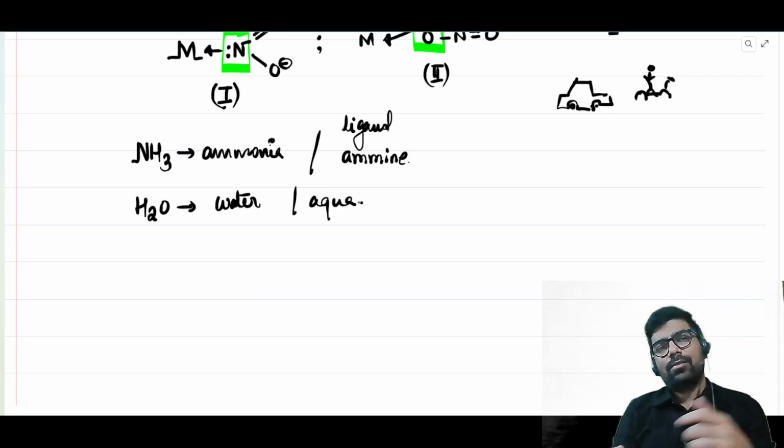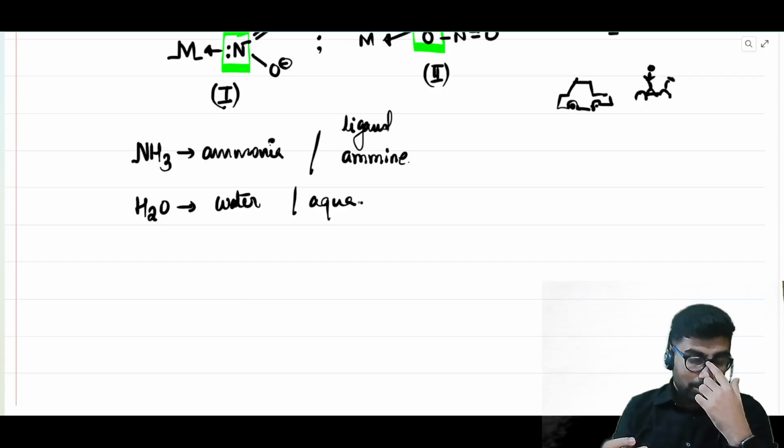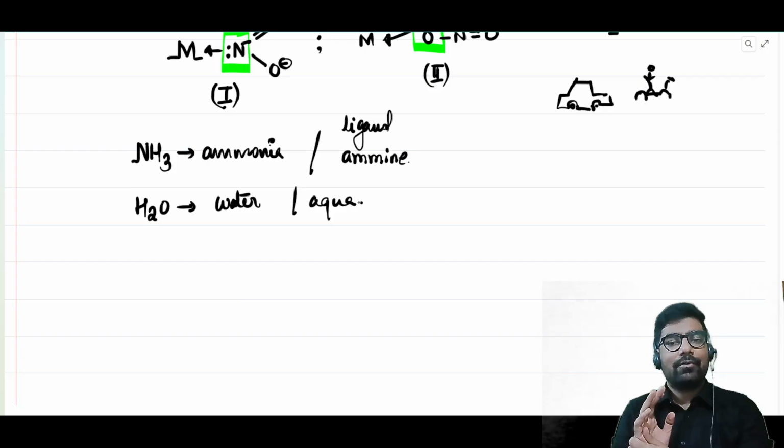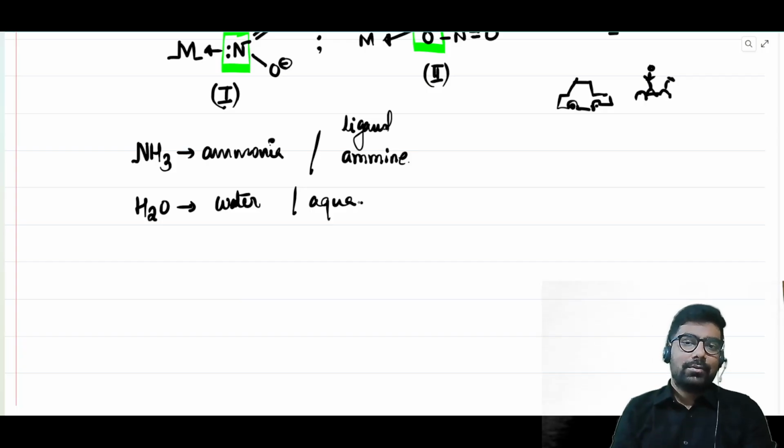It's every year in JEE, 2 or 3 questions there will be on nomenclature. So that we will be doing. First thing that we will be doing is various types of ligands that are there. Then we will see various other terms.